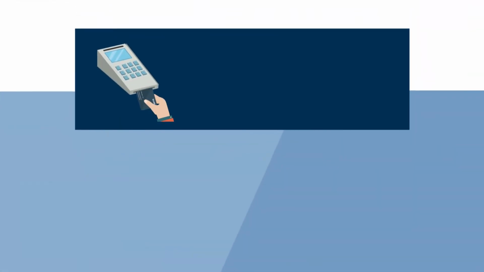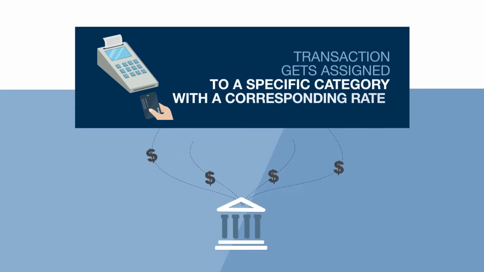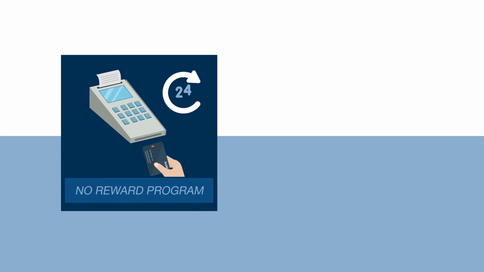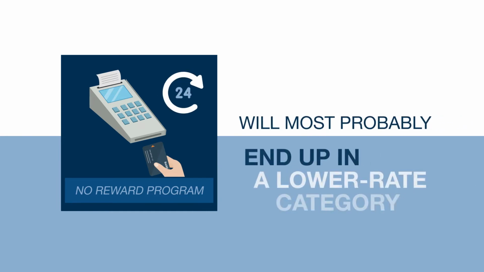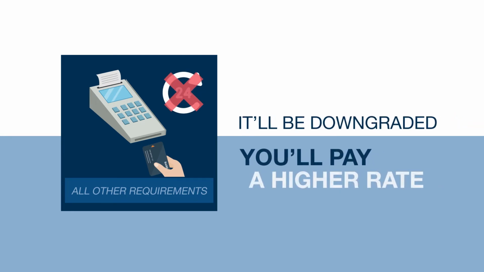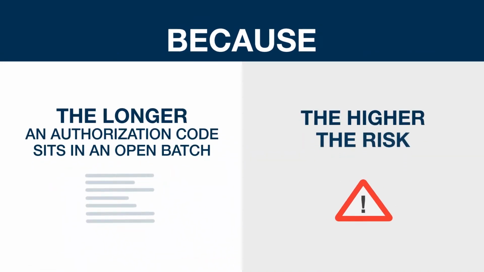Every time you process a credit card sale, a transaction gets assigned to a specific category with a corresponding rate. For example, a simple consumer card transaction with no reward program, processed via a chip reader and settled within 24 hours, will most probably end up in a lower rate category. If the transaction meets all other requirements but isn't settled within 24 hours, it'll be downgraded and you'll pay a higher rate. Why? Because the longer an authorization code sits in an open batch, the higher the risk.